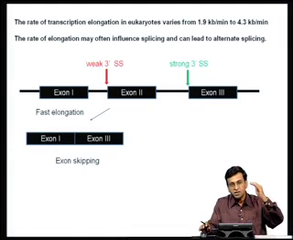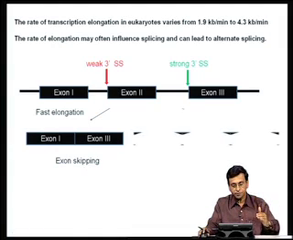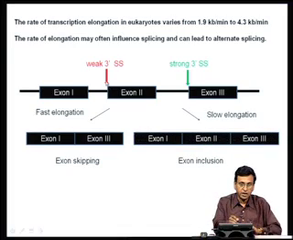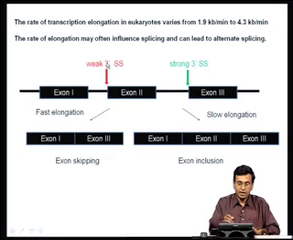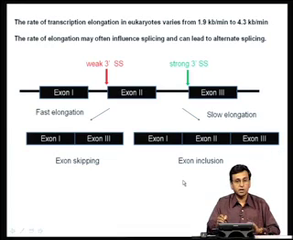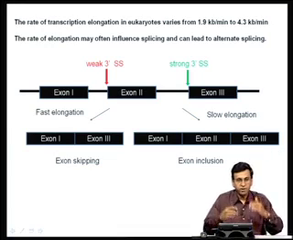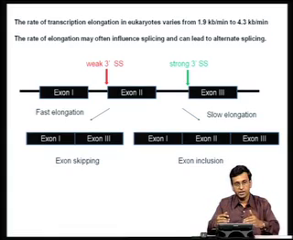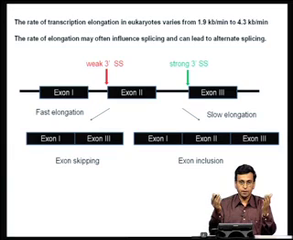Whereas, if this gene is transcribed at a slow pace, then the splicing machinery has sufficient time to recognize this weak 3' splice site, and as a result this exon 2 is included and these introns are spliced and you get a normal splicing reaction including all the 3 exons, and this is called exon inclusion. So, by differential rate of elongation you can generate 2 different messenger RNAs by differential splicing.